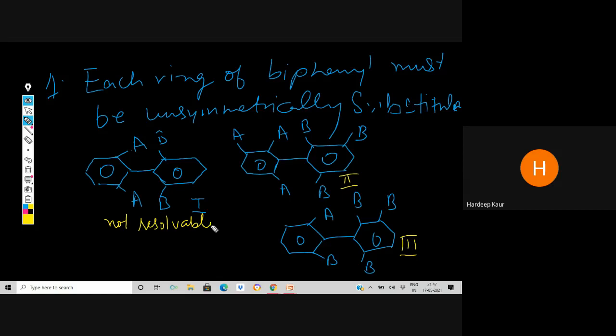both the rings have a plane of symmetry, meaning one half is exactly the mirror image of the other half. So it is not chiral. If we look at this second ring system, it does not have a plane of symmetry, whereas the third one also does not have a plane of symmetry. So both 2 and 3 are resolvable and they exist as enantiomers. Okay, so there is no plane of symmetry, they are resolvable. So this is the first condition. Both the rings should be unsymmetrically substituted.